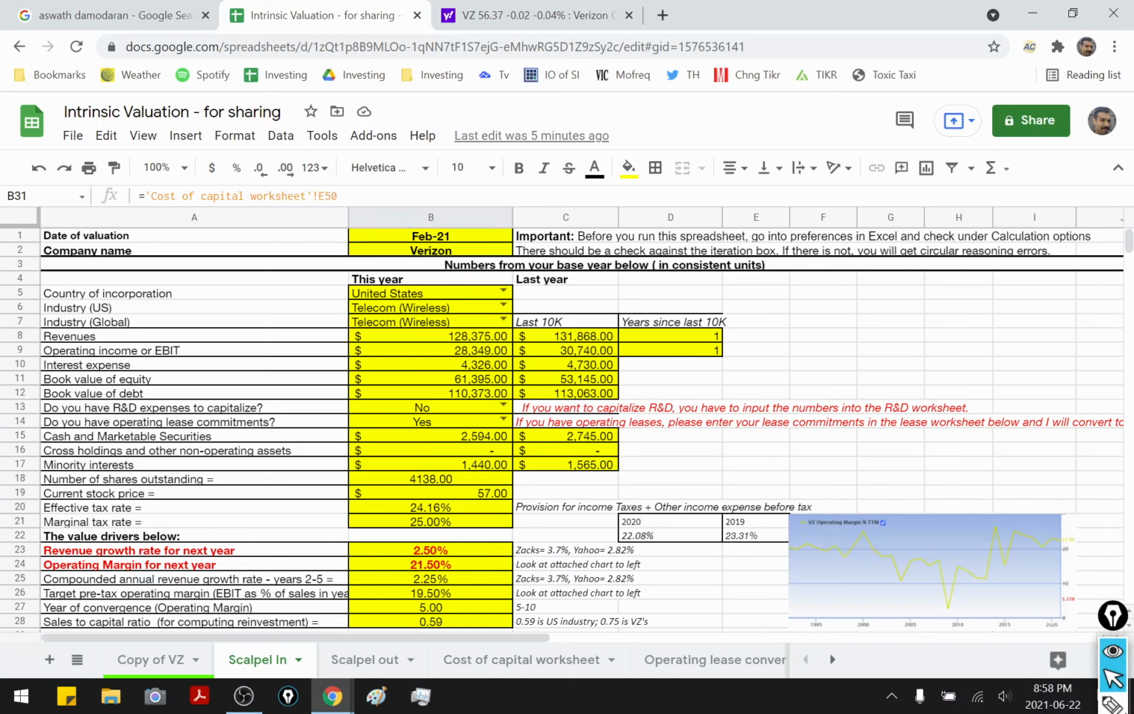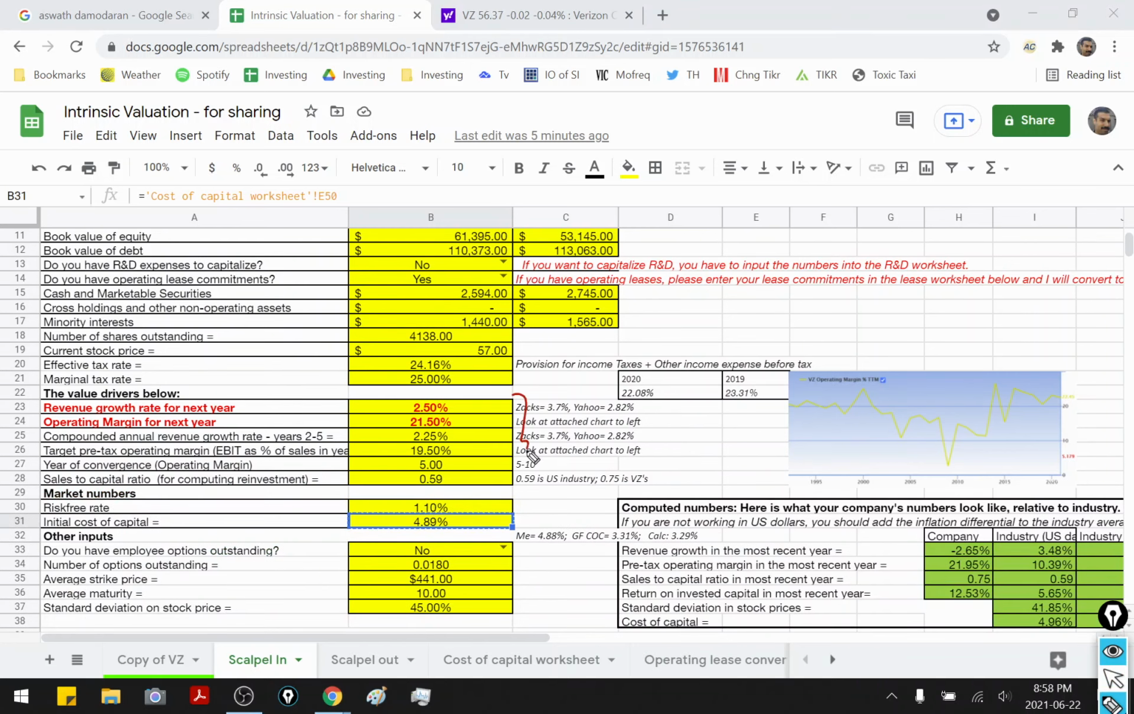Having said that, I'll quickly run you through how I use it. Here are basic inputs, right? So, tax rates, interest expenses, country of incorporation, simple stuff, okay? The value drivers are here. This is where you put revenue growth rates, operating margins, growth rates, years of convergence. Play with this, you'll understand. These market numbers, these risk-free rates and initial cost of capital come from here.